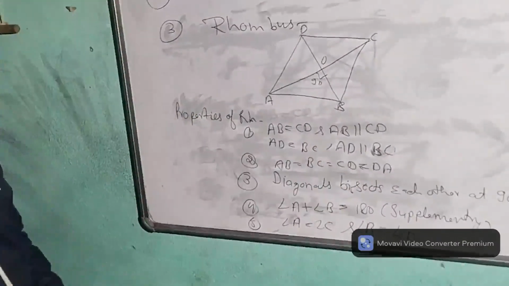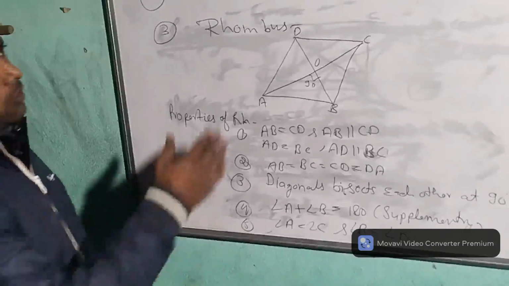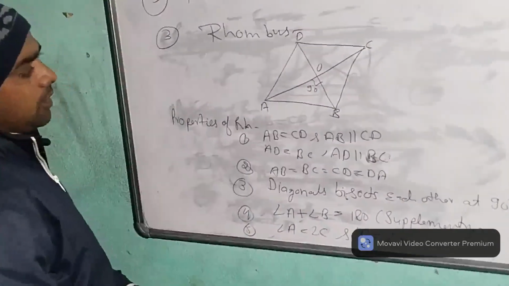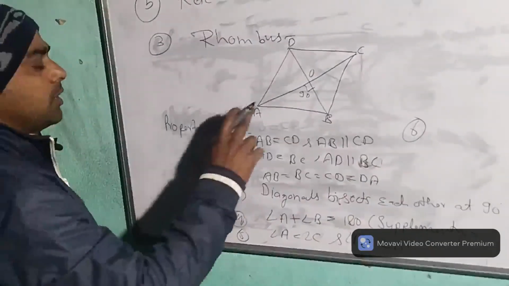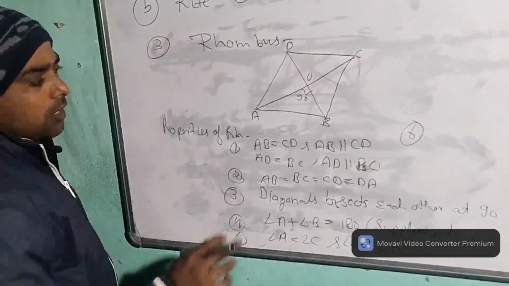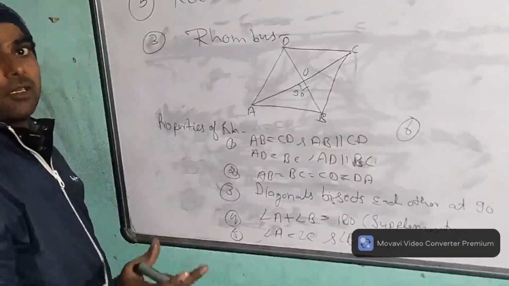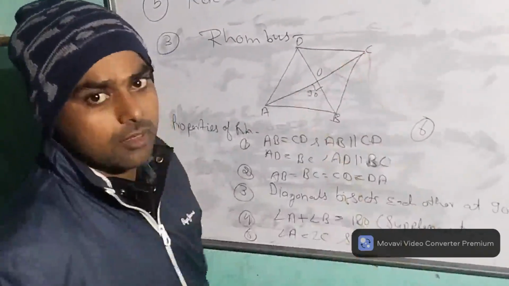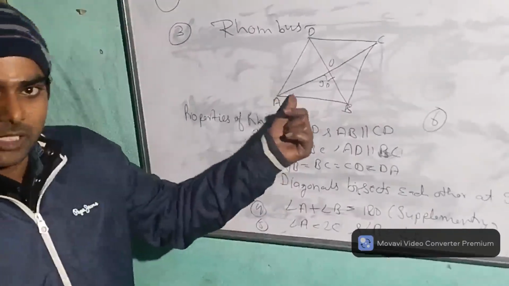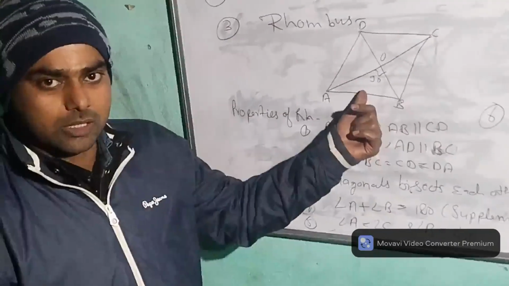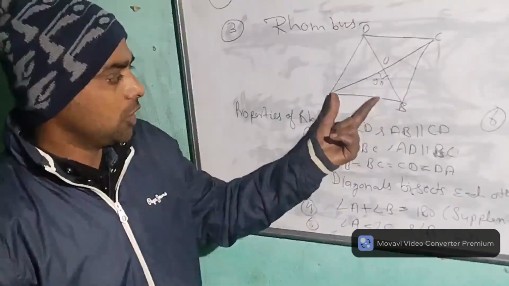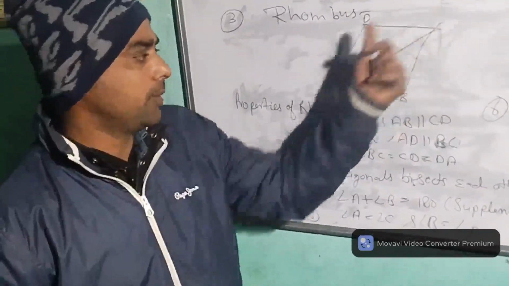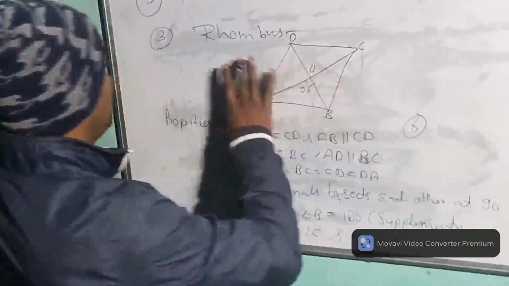This is the properties of rhombus, and the fourth one is square. Sixth property of rhombus: if any one of the angles of a rhombus is equal to 90 degrees, then it will be a square. This is the sixth property of the rhombus.